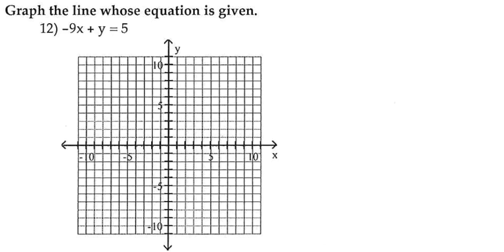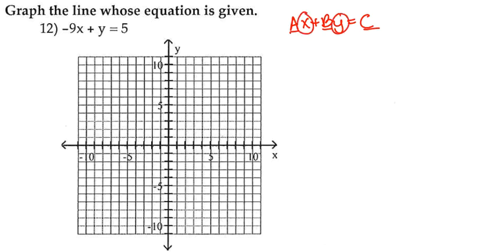Hey guys, so for number 12, we're going to graph the line whose equation is given. So here we have negative 9x plus y equals 5, and this equation is in standard form. If we recall what standard form is, it's ax plus by equals c, where a, b, and c are constants, and x and y are our variables.